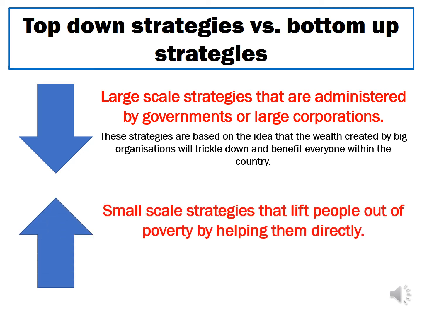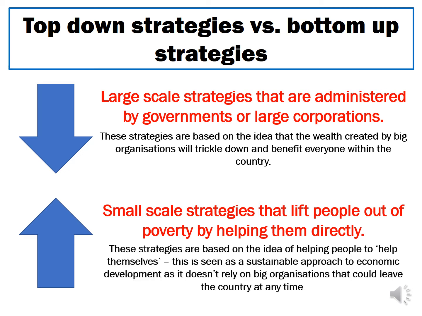Whereas bottom-up strategies are small scale and they lift people out of poverty by helping them directly. And this strategy is based on the idea of helping people to help themselves. So going directly to individuals or local communities rather than waiting for the impact of a big company or a government action. And bottom-up strategies are seen as more sustainable because the economic development doesn't rely on those big companies or corporations that could eventually leave the country at any time.